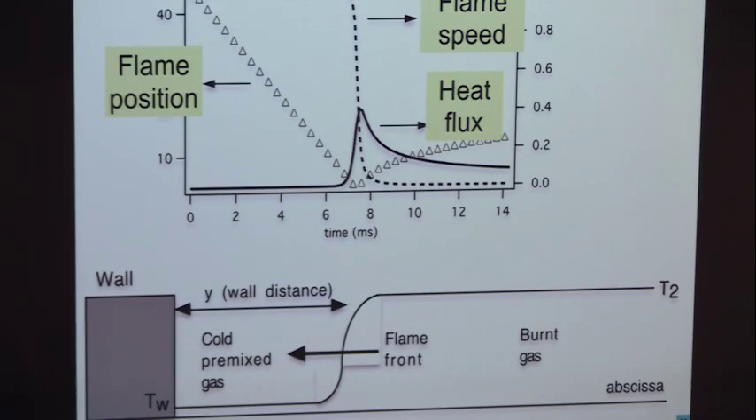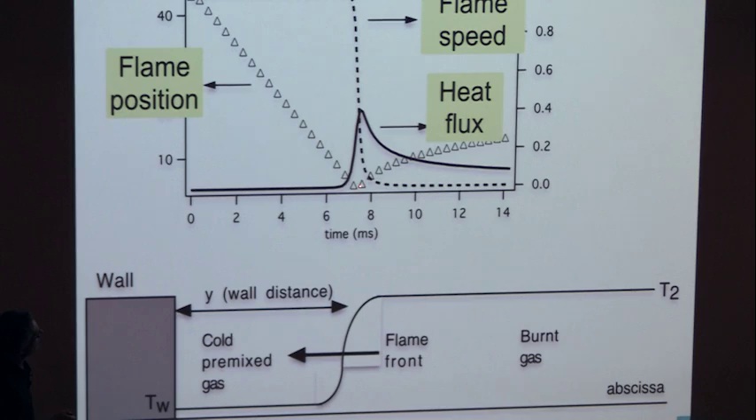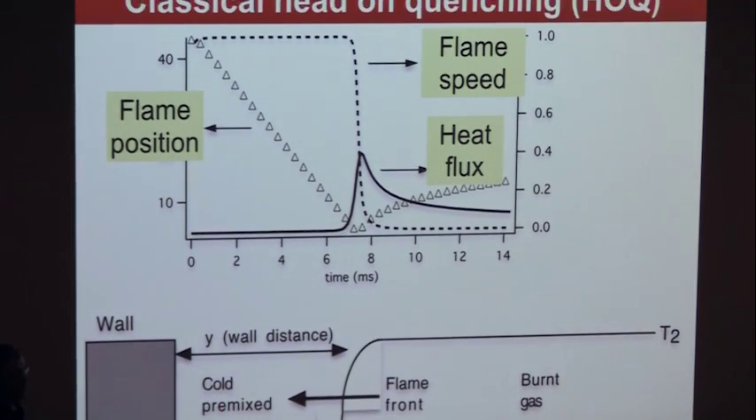So the way you post-process these things, if you do a simulation, is you plot the temperature profile, and you look at the distance between this point here and the wall. This is going to be called the wall distance for obvious reasons. The wall distance decreases with time, and you see at some point the flame stops here because it's quenched.